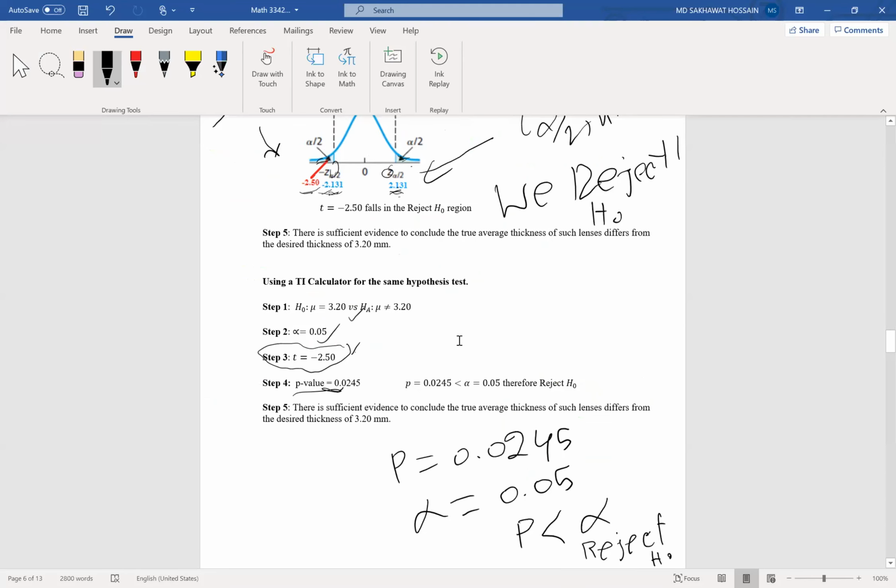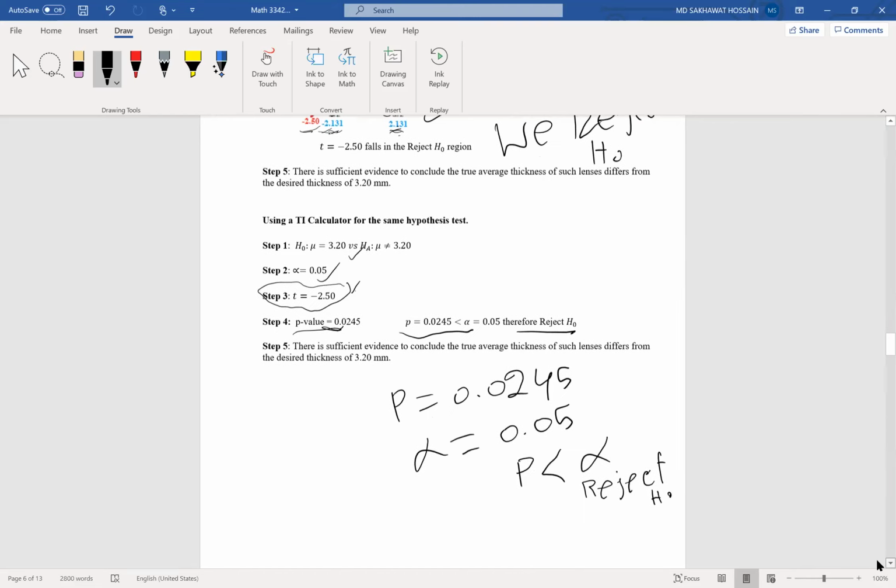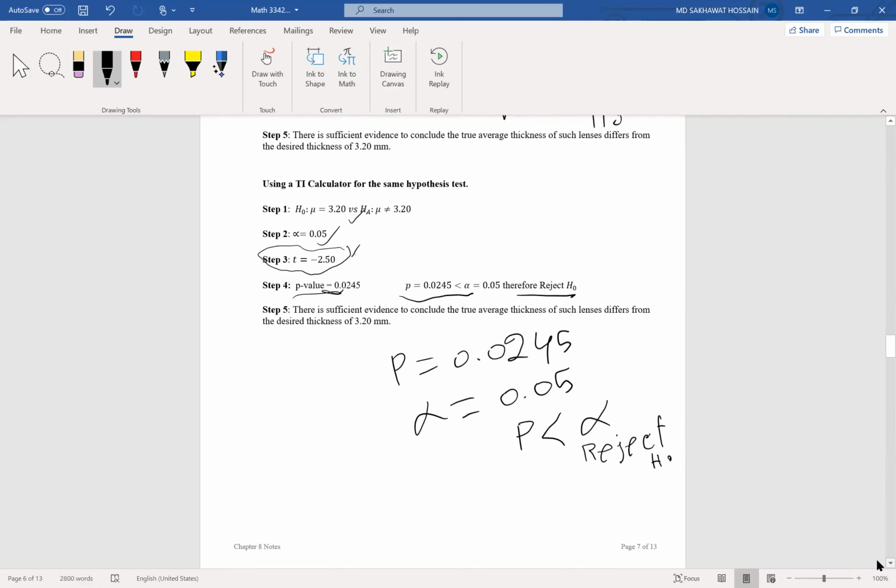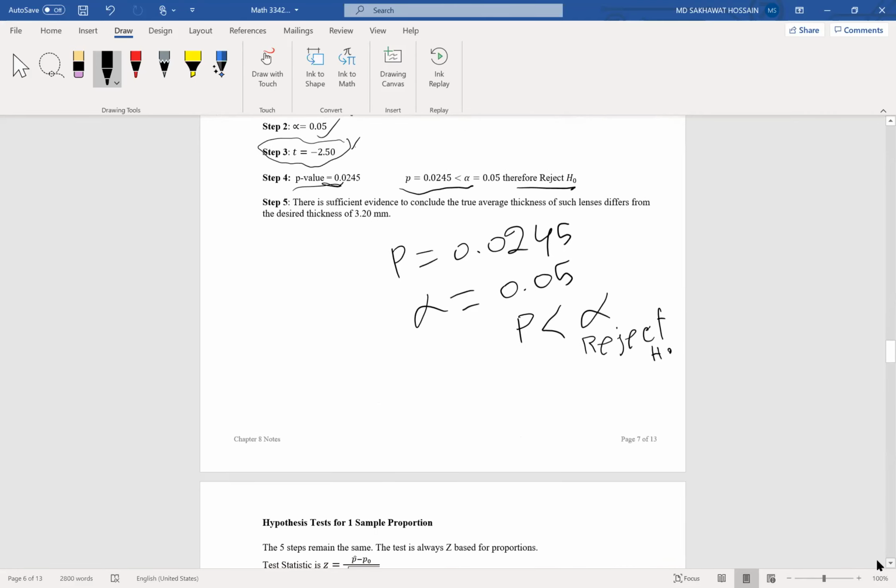Okay, so here the p-value is 0.0245, which is less than alpha. So we'll reject the null hypothesis. And we also had the same decision based on the critical value. So we rejected the null based on the critical value, and based on the p-value, we also rejected the null. Actually, we will always have the same decision whether you use the critical value approach or the p-value approach. It doesn't matter.